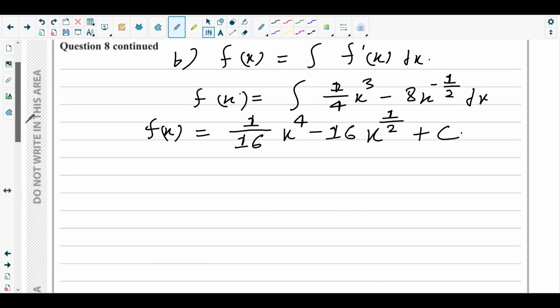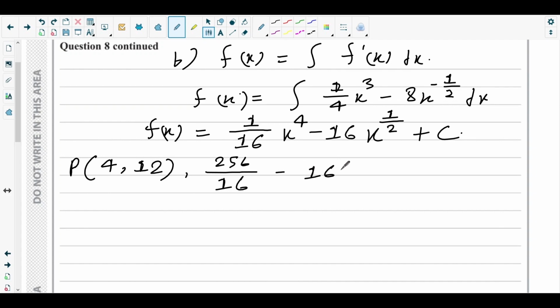Okay, so we got the equation for f of x, but here c is unknown. To get the value of c, we will use the coordinates of a point which lies on the curve f of x. It's given as point P, and its coordinates are 4, 12. So we will put it in f of x. You will get 4 to the power 4, which is 256, so 256 over 16 minus 16 times square root of 4 plus c, and this equals 12.